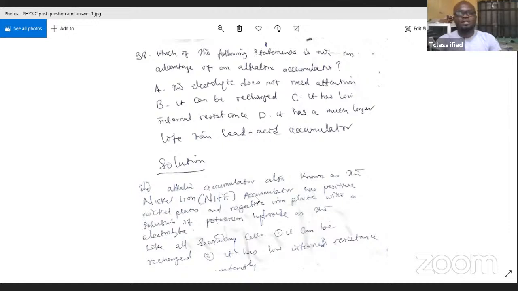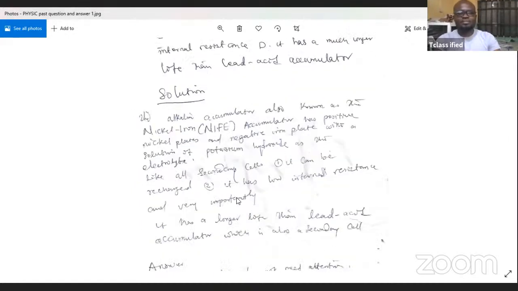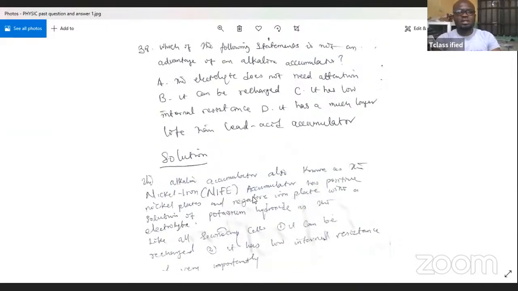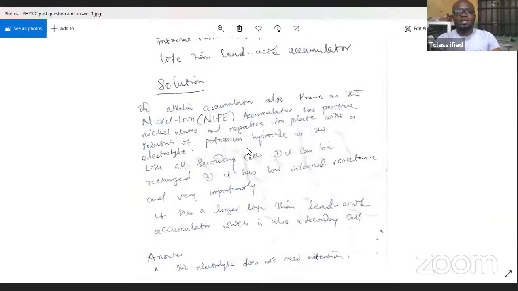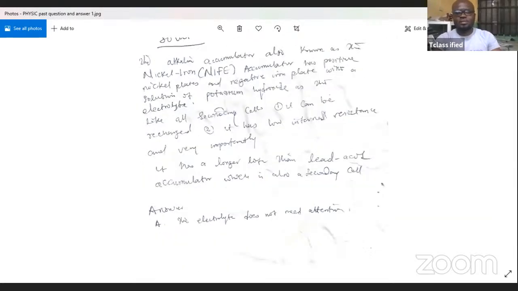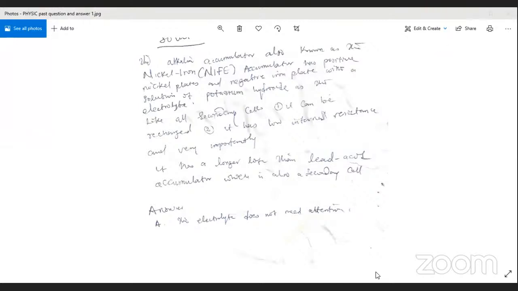Okay. Now, to put this in perspective, we need to understand what the alkaline accumulator is. So the alkaline accumulator, also known as the nickel iron accumulator. So that's the other name for the alkaline accumulator. It has a positive nickel plate and a negative iron plate with a solution of potassium hydroxide. That's why it is called alkaline accumulator, because potassium hydroxide is an alkaline. So it has it as the electrolyte.